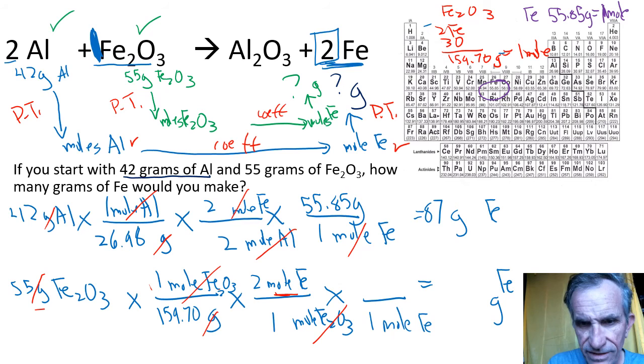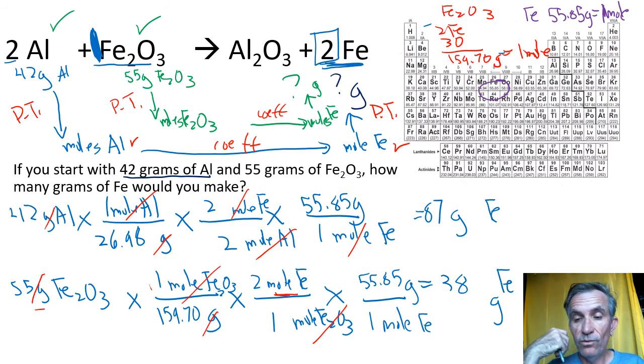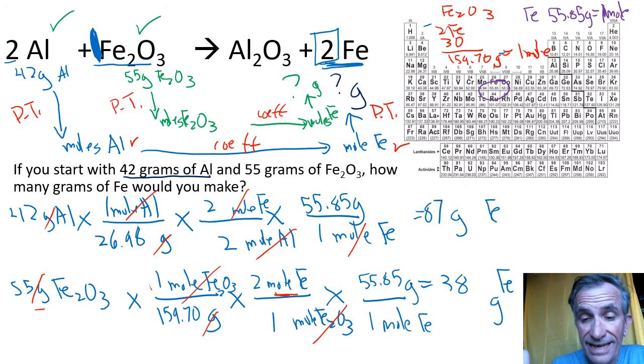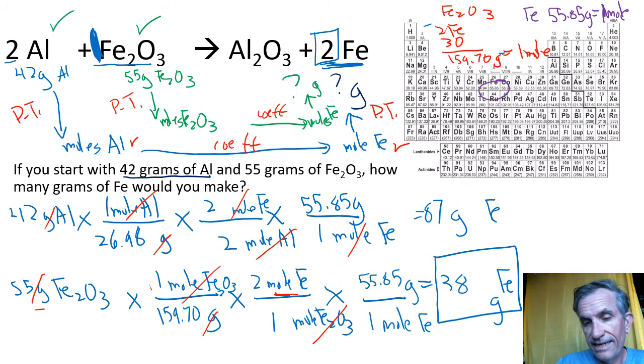And then the 55 grams goes on top. It should look like that, 55.85. If you work it out, if you type this in on your calculator, you should get 38 grams. So when I did that reaction outside, how much iron should I have made? The iron ended up kind of going out the bottom of the clay pot. How much iron should I have made? I should have made 38 grams.